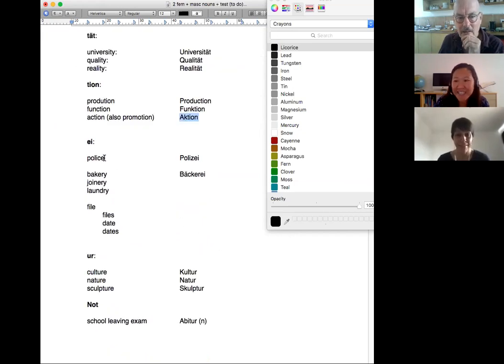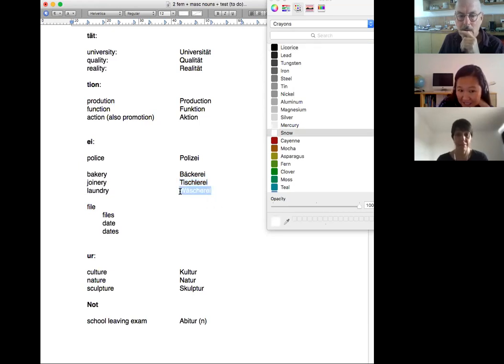Okay, so the police, Polizei, ei. Bäckerei, place where they bake bread. Bakery. What's a joinery? Place where they put wood together. A Tischlerei, I guess in the past they just used to do tables. Okay. A laundry. A Wäscherei. These are fun ones for me.